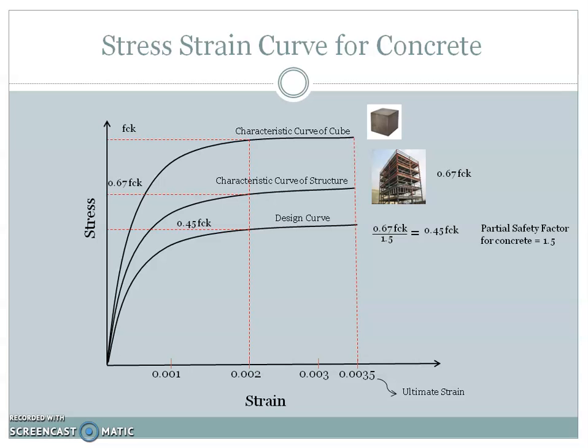There are three curves. First is the characteristic curve of the cube, and the stress is fck. This is done in the lab. Next, considering the size of the structure, it's been reduced to 0.67 fck. Considering the partial safety factor, it is further reduced to 0.45 fck. So the stress that is considered for design for concrete is 0.45 fck, and the ultimate strain is considered as 0.0035.